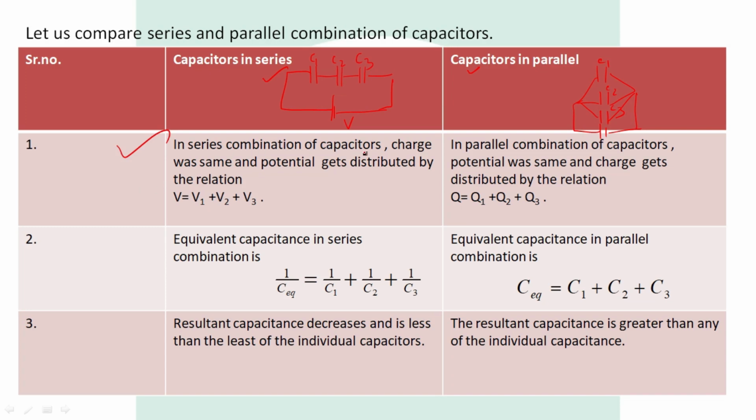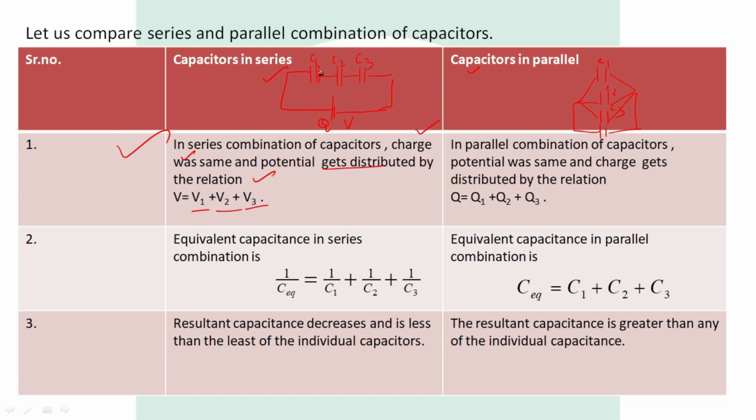In series combination of the capacitor, charge remains the same but potential gets divided through this relation, that is V1 plus V2 plus V3. Why? Because the Q charge will move from the positive terminal of the battery and the left plate becomes positively charged, and due to induction process, negative charge will come on the inner side of the second plate and the positive charge will move toward the outer side.